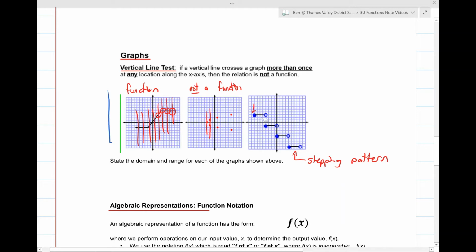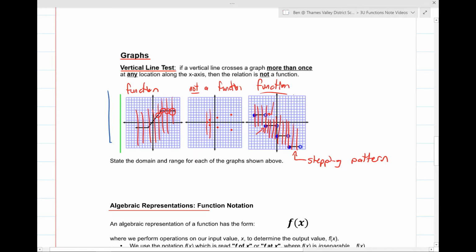Now, if I consider my vertical line test, I can use my vertical line everywhere. My vertical line is touching the function twice at a quick glance, but if I look a little bit closer, I can see that my top circle is empty. That means the function's not actually there. The function's down here. So far it's passing the vertical line test. I can keep drawing. It only ever crosses the function once at a time. Therefore, we do have a function here.